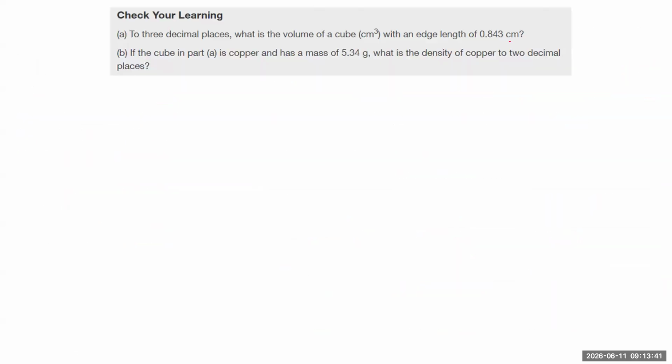All right, let's do some work here. Let's learn how to do densities. To 3 decimal places, what is the volume of a cube with the edge length of 0.843? So let's figure that out. We're trying to go from 0.843 centimeters to centimeters cubed. There's a couple different ways you could approach this. We know that if we raise this to the third power, this will equal cubic centimeters.